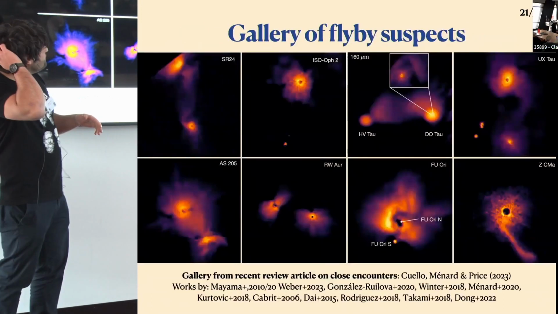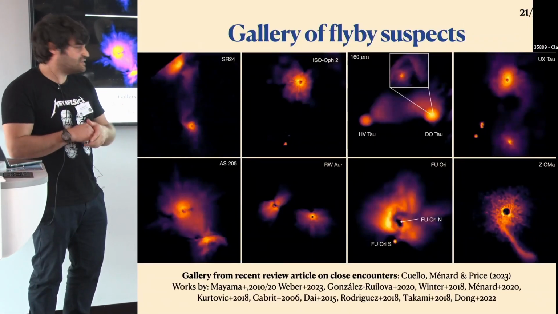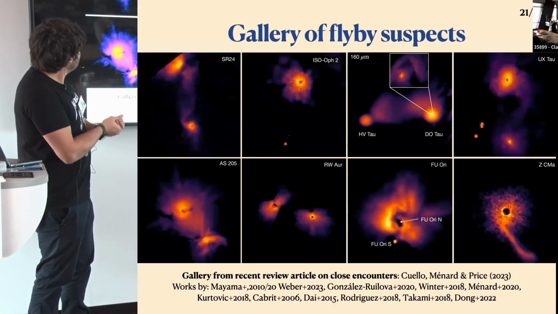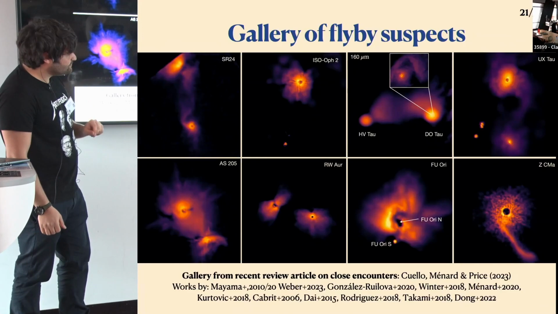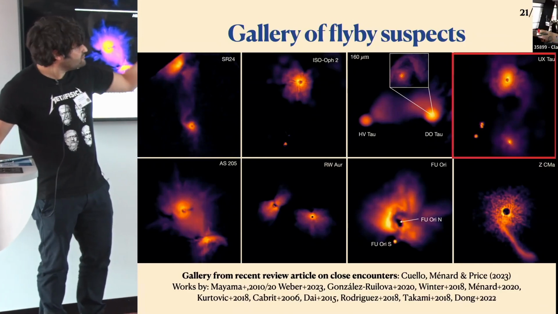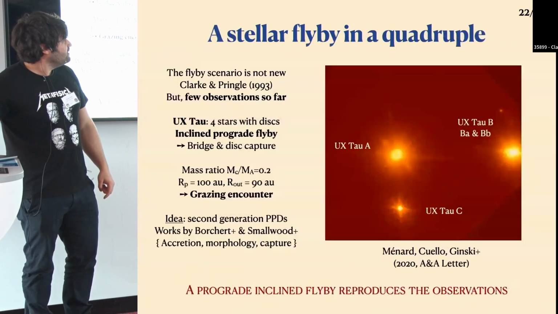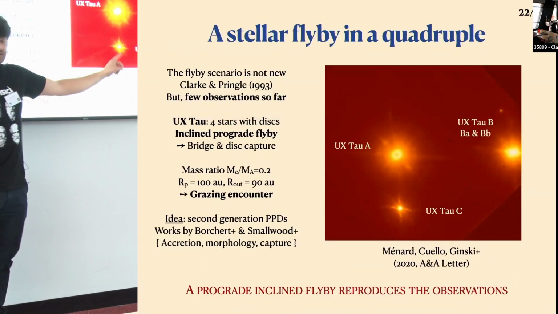So we have a gallery of flyby suspects. This is from a recent review we wrote with Daniel and Francois Menard, where you have different systems. And you see that there are 2 stars interacting with each other. Eli talked about this guy here. I'm going to briefly mention the case of UX Tauri, where you have 4 stars in the field. So a binary there, a single star here, and another star here.